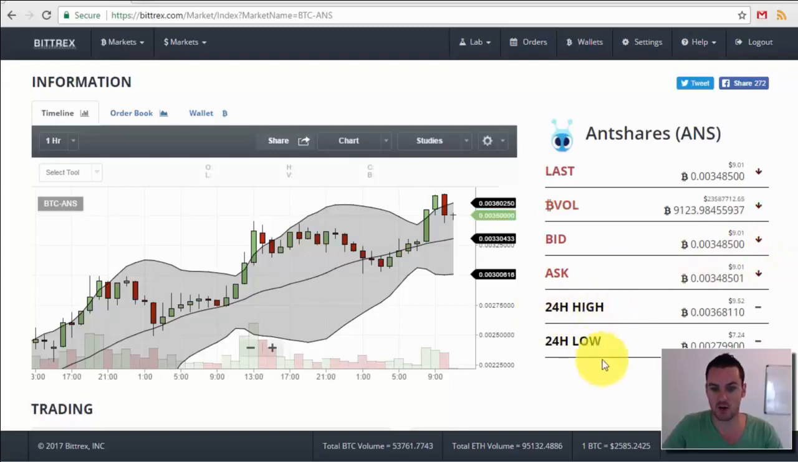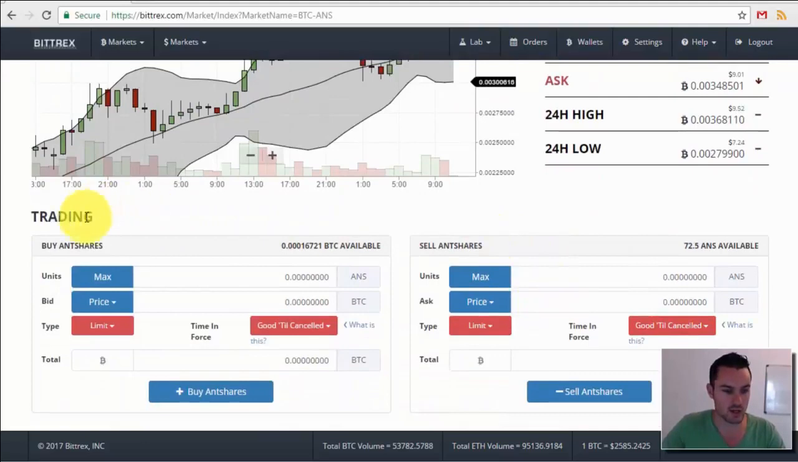And then you have the 24-hour high and the 24-hour low. So you have your Bitcoin price, and then you have this price here, which is the rough equivalent in US dollars. Down below then is where you actually execute your trades. So the unit is how many ant shares you want to buy. So say you wanted 10 ant shares. Then the BTC price, this is the price per ant share that you're willing to spend.